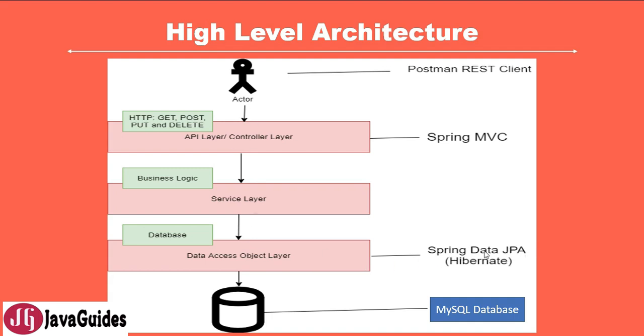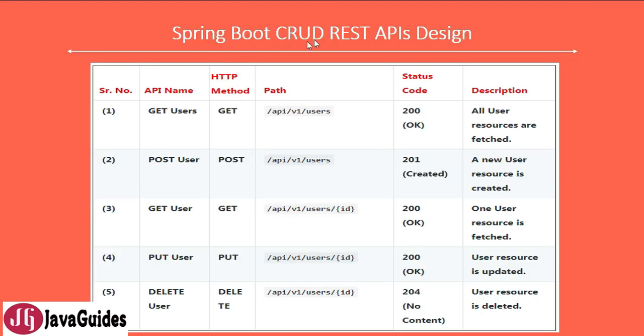So this is the typical architecture of our Spring Boot project. We use Spring Data JPA to develop the persistence layer or DAO layer, and Spring Data JPA internally uses Hibernate as the default JPA provider. We are going to use the MySQL database to store and retrieve the data, and the Postman REST client to test our REST endpoints. So this is the Spring Boot CRUD REST API design. Here, these are the 5 REST APIs we are going to develop: get users, post user, get user, put user and delete user.